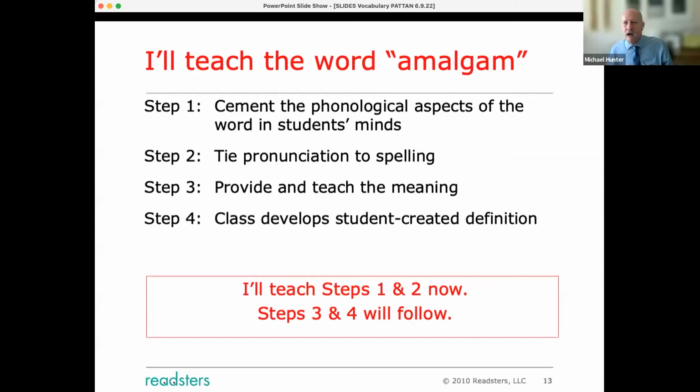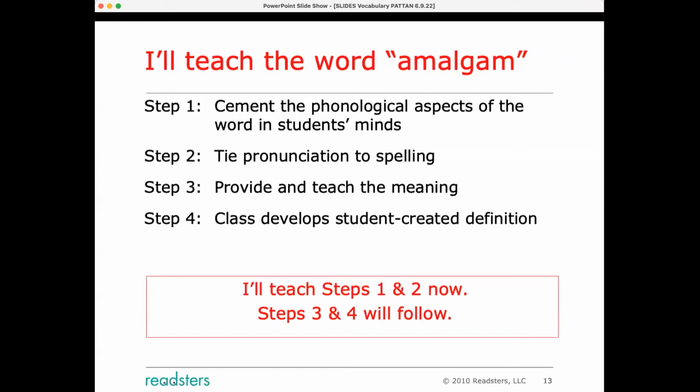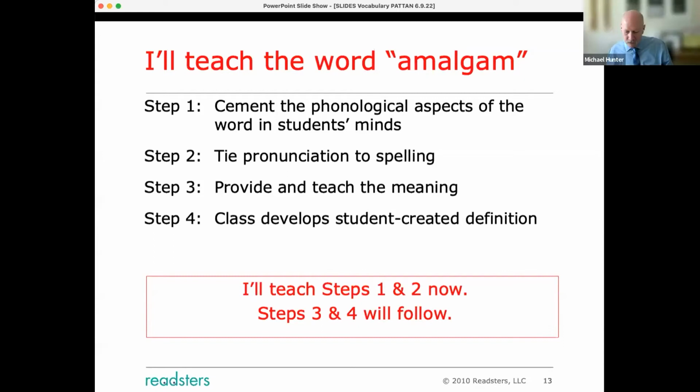Marie, what was the first syllable? Ah. And how did we spell it? A. And Catherine, what was the middle syllable? Mal. And how did we spell it? M-A-L. Okay.